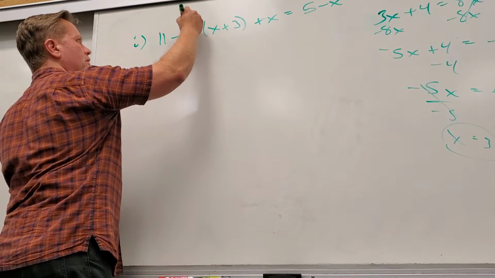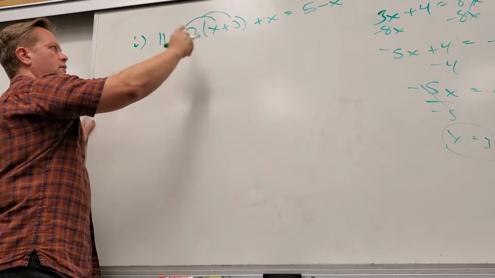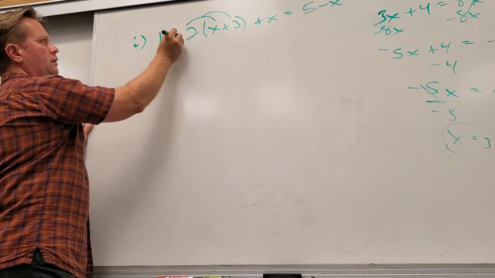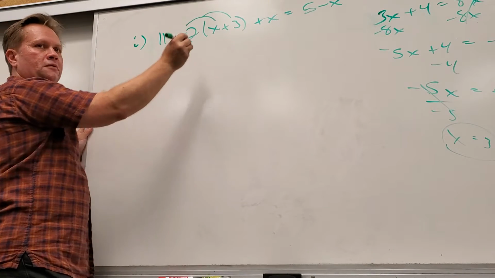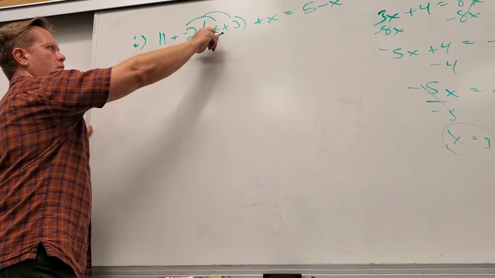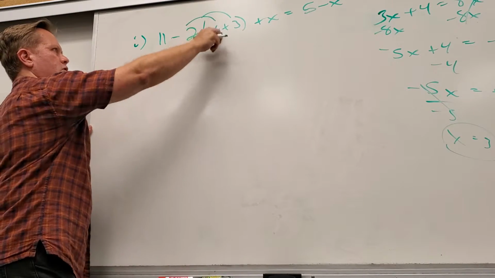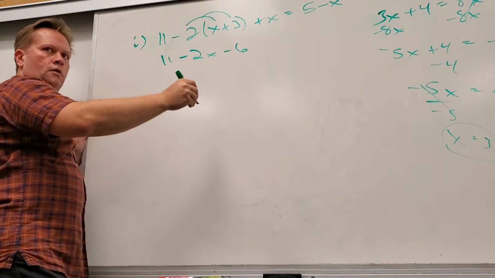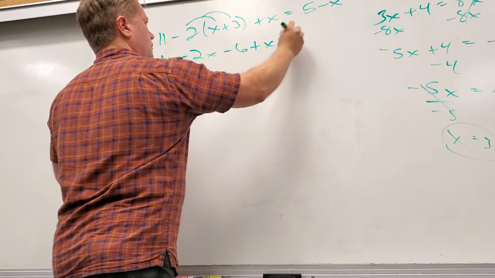So when you distribute this, though, what is being distributed? Negative 2. And again, if you don't believe me, if you're like there's a 2, I can write this as plus a negative. So there is a negative 2. So I get 11 minus 2x. Minus 6. Good. Minus 6. Plus x. Good. And then just write the rest of it.